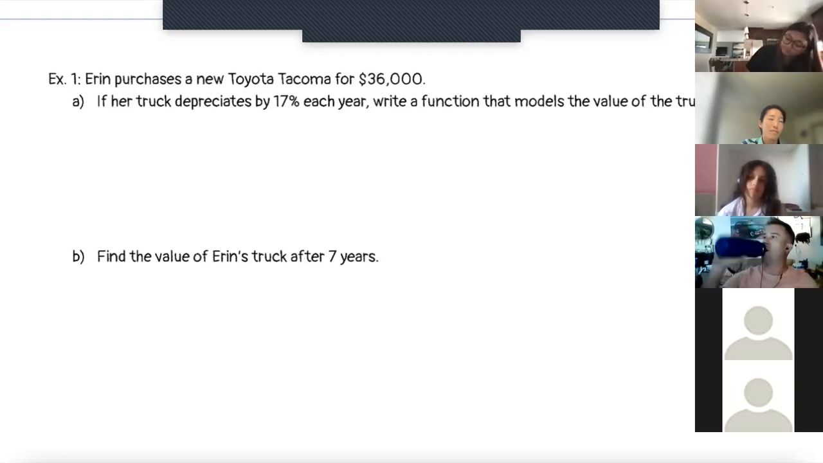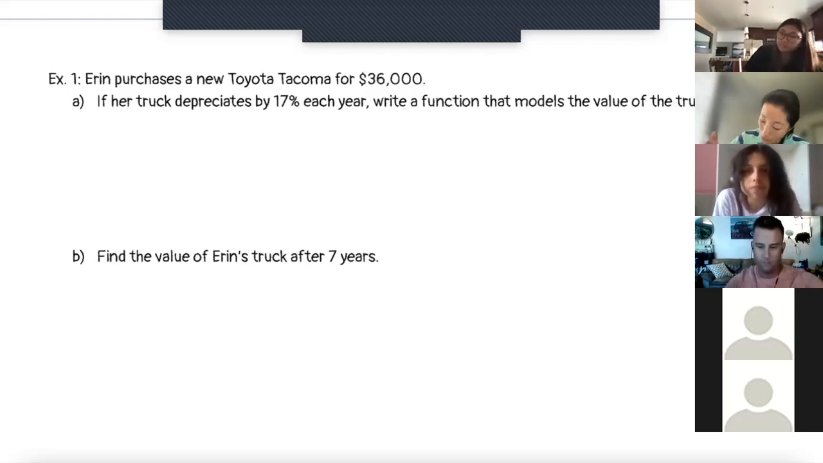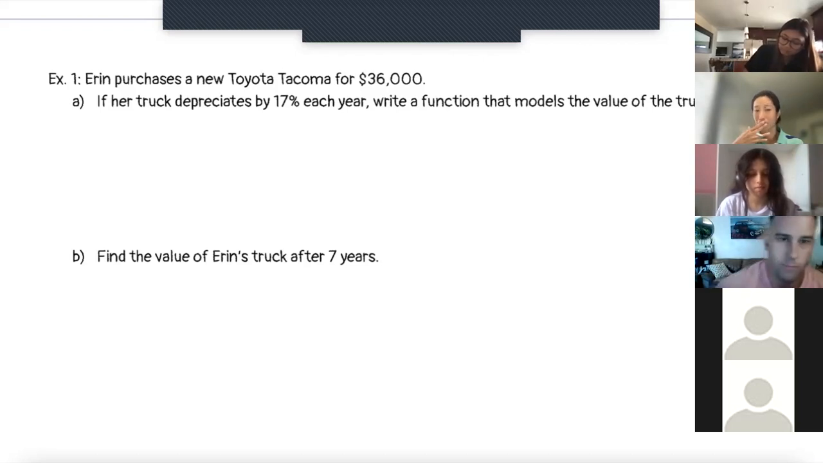Let's take a look at this problem and think about, for you, which one of those might actually be accurate as you move forward in your financial journey, right? So in this scenario, Erin purchased a brand new Toyota Tacoma, $36,000 out the window, right? That's how much she chose to pay for this truck.